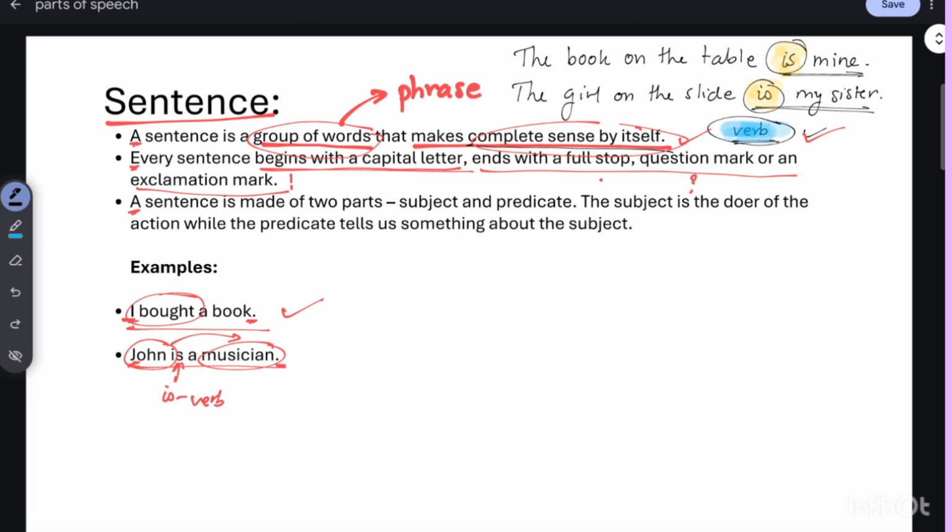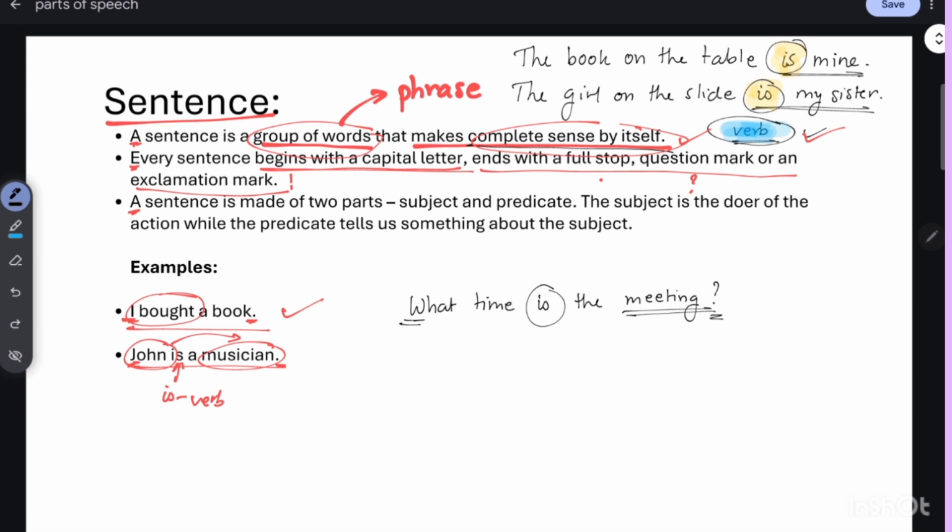An example would be, what time is the meeting? Question mark. So here we are talking about the meeting and we are asking at what time it is going to be held, what time it is going to be conducted. So if you look at this, it is a group of words which makes complete sense. There is again a verb, the beginning is a capital letter and the ending is a question mark.